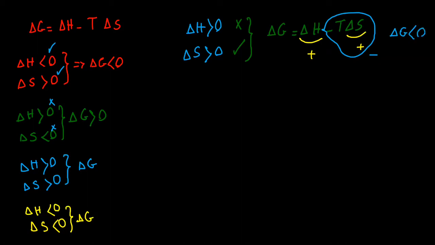smaller than 0. How can we make delta G smaller than 0? By making this negative part larger. For making this larger, we need to increase temperature. If we increase the temperature, the T delta S part becomes larger, and because it's a negative part, this negative part plus delta H, the answer becomes negative.